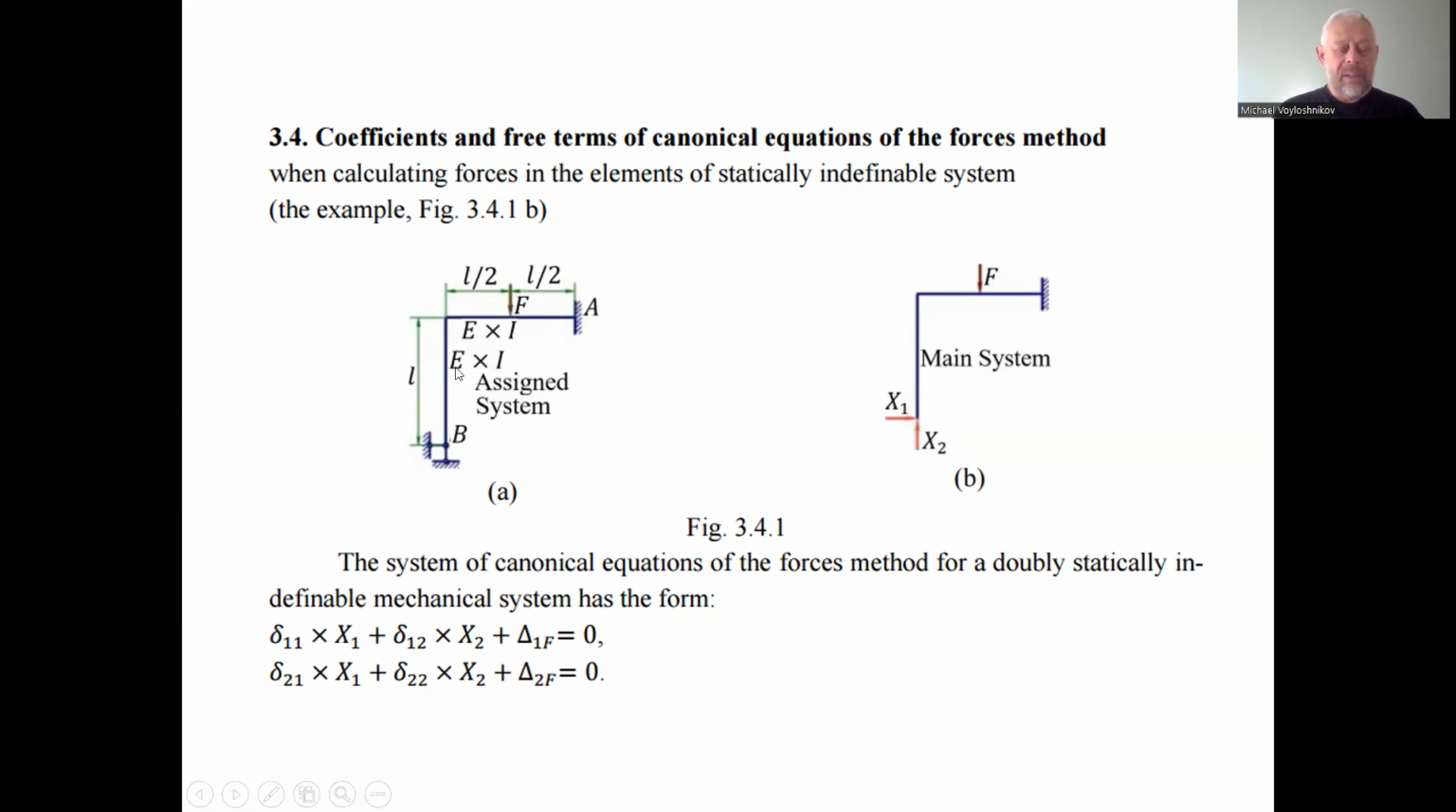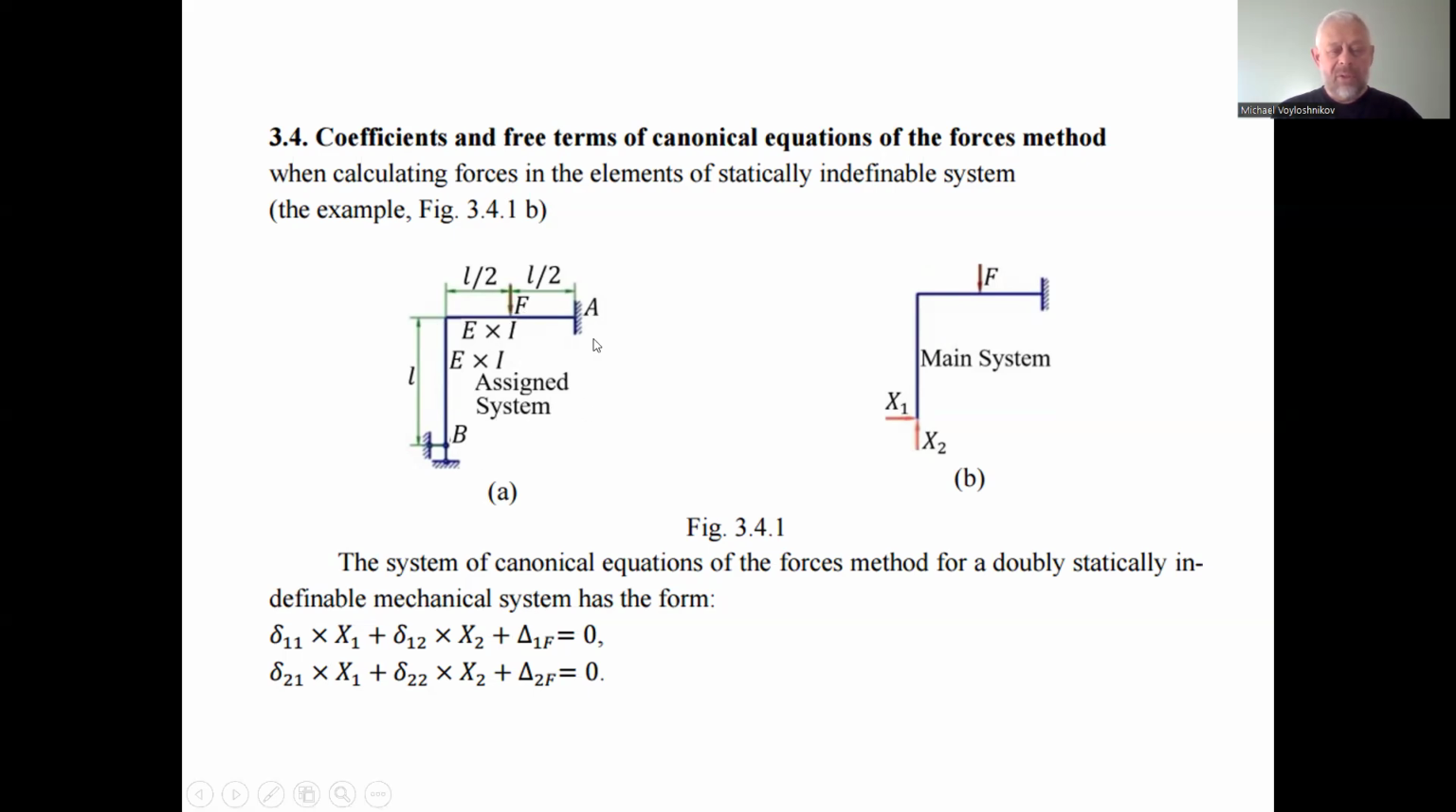So E is the elasticity modulus, and I is the moment of inertia of the transverse section for bending. And we have the external force F applied in the middle of the upper beam from the left, downward. So the system is twice statically indeterminate.